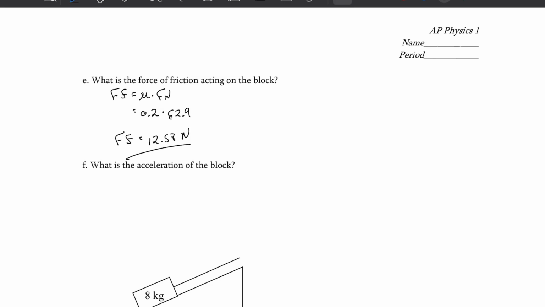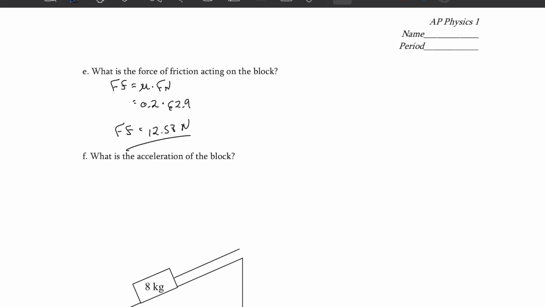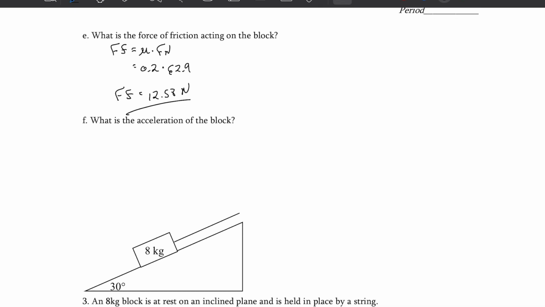What is the acceleration of the block? We know acceleration from Newton's second law of motion. Acceleration is net force divided by the mass. This block is not accelerating vertically. Most definitely it would accelerate horizontally.